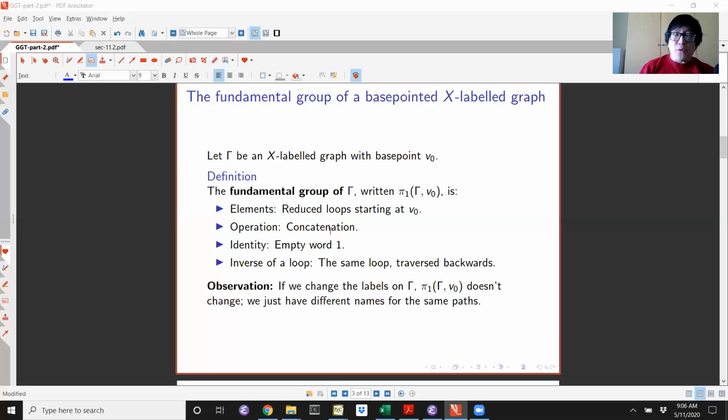There's one new thing, which is what happens if we change the labels on gamma. This is an observation I didn't make last time. This is something slightly new.